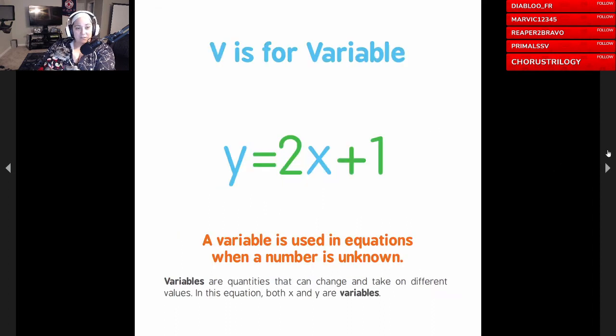V is for variable. A variable is used in equations when a number is unknown. Variables are quantities that can change and take on different values. In this equation, both x and y are variables. This equation says y is equal to 2x plus 1.